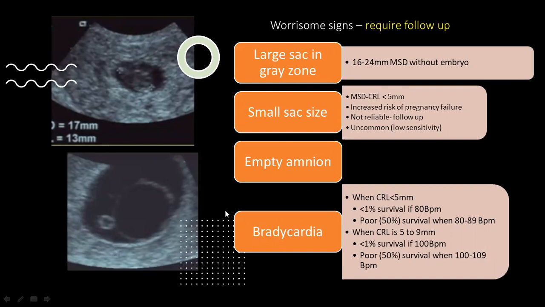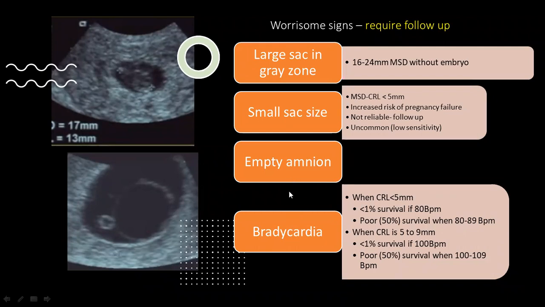So it has got very low sensitivity. But the good thing is it is uncommon. So if you, in case, encounter this, you schedule a follow-up for your pregnancy.